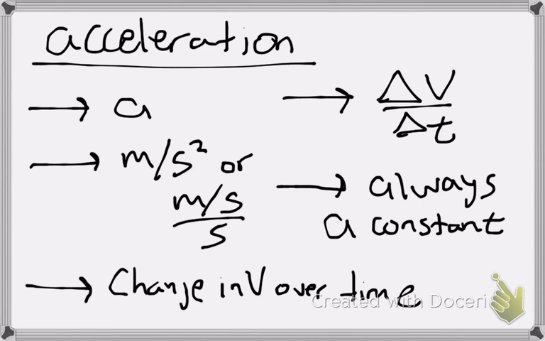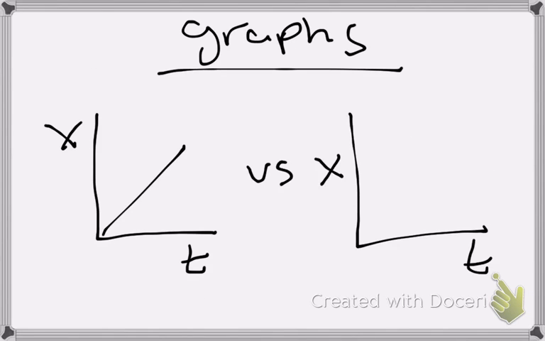And for our purposes in this class, it is always going to be a constant. So we'll never get some funky equation. It's always going to be just a number, like 5 meters per second squared, and that's only going to be a constant. Okay, let's talk about graphs, because you guys have seen plenty of those.